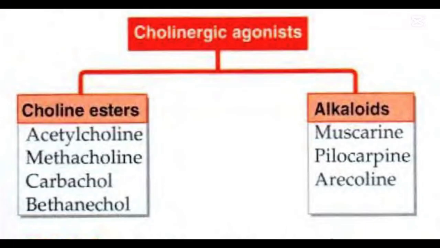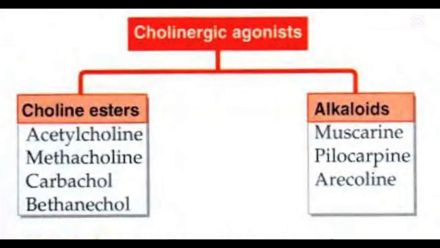Don't forget. Under the choline esters, we have four drugs: acetylcholine, methacholine, carbachol, and bethanechol. You can remember them with MAC-B, MAC, then B for the B. So we start with methacholine, acetylcholine, carbachol, and bethanechol.